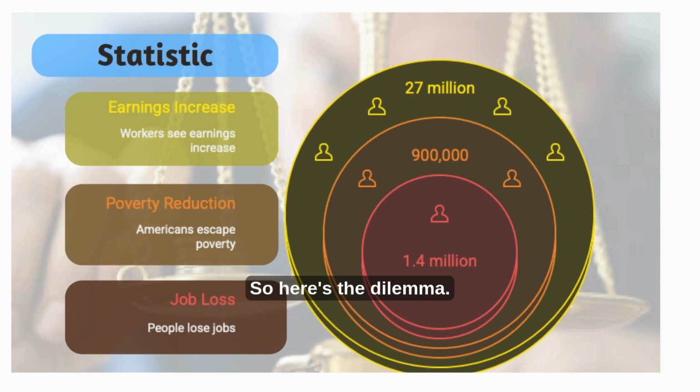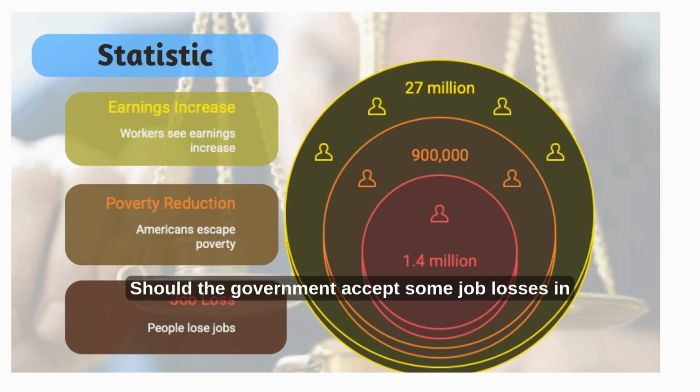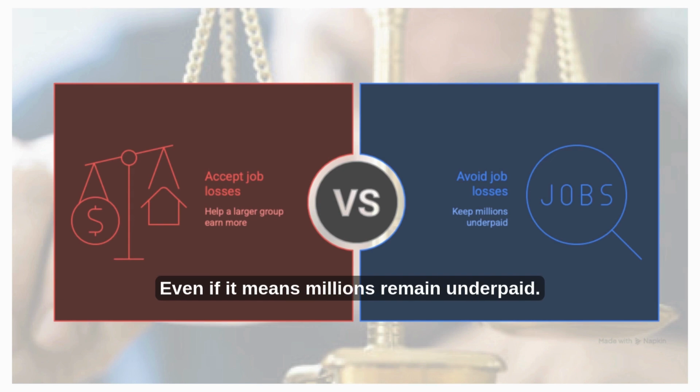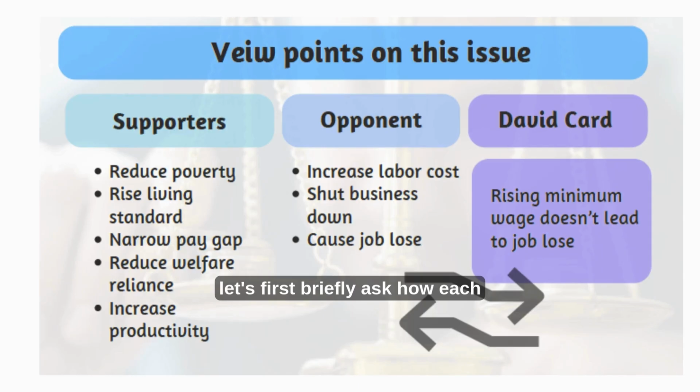So here's the dilemma. Should the government accept some job losses in exchange for helping a much larger group to earn a better living? Or should it avoid any risk of unemployment, even if it means millions remain underpaid? First, let's look briefly at how each side of people view this issue.